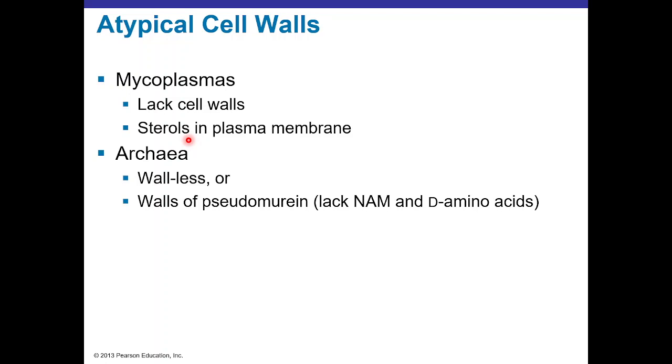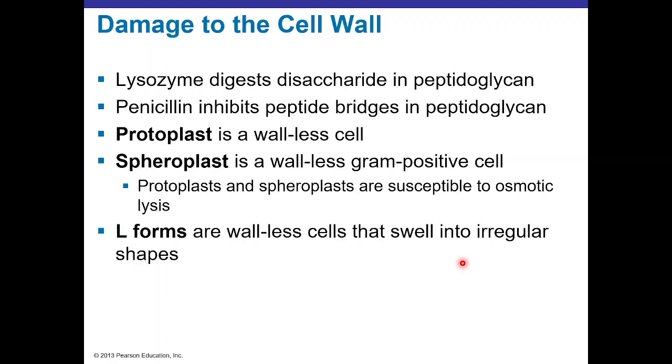Now, archaea would be prokaryotes that either don't have a wall, so they will be wallless, or if they have a wall, instead of having peptidoglycan, they have this chemical that is known as pseudomurein. That is similar to NAM, but it's not NAM. And they don't have D amino acids in their cell wall. Bacteria have D amino acids and L amino acids, but archaea have only L amino acids, and they don't have NAM, or N-acetylmuramic acid.